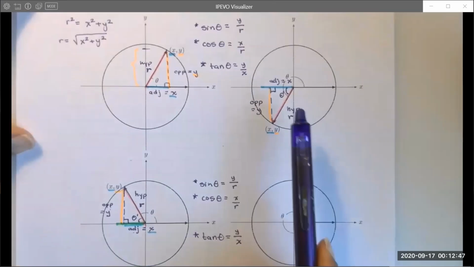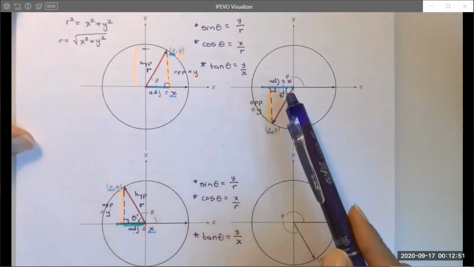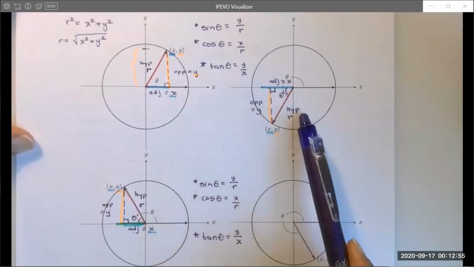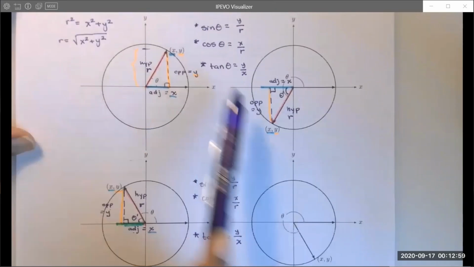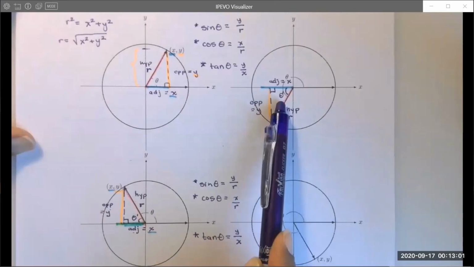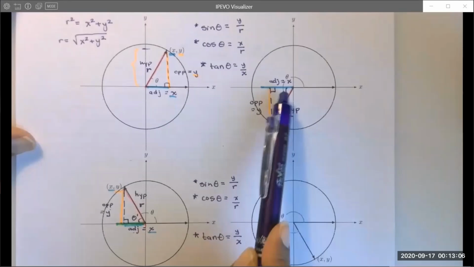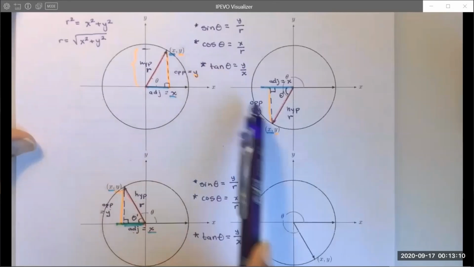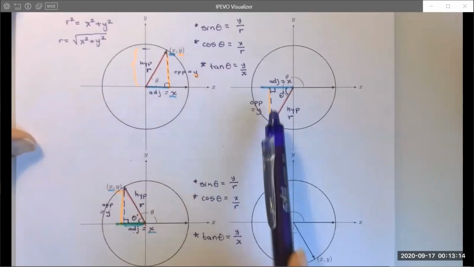So adjacent is x, opposite is y. If I try to find sine of the angle, sine is going to be opposite over hypotenuse. That's y over r, so it's consistent. If I try to find cosine, that's going to be adjacent over hypotenuse, so that would be x over r, and that's already what we have. And same for tan. Tangent is going to be opposite over adjacent, so that's y over x.